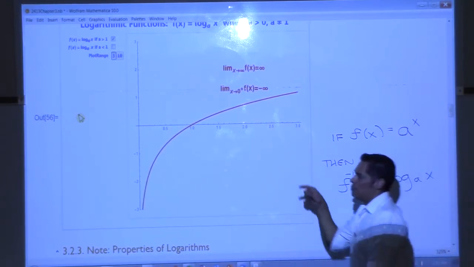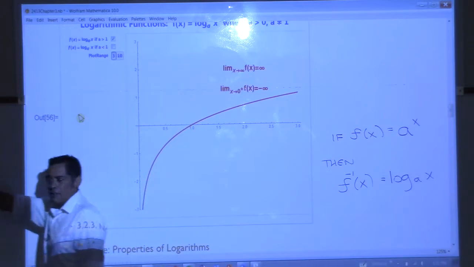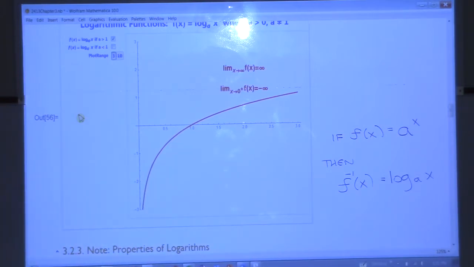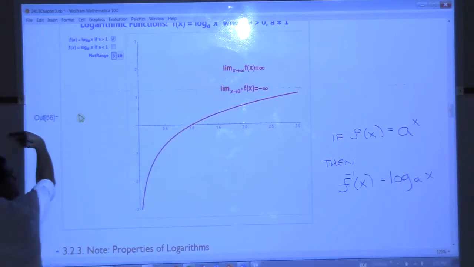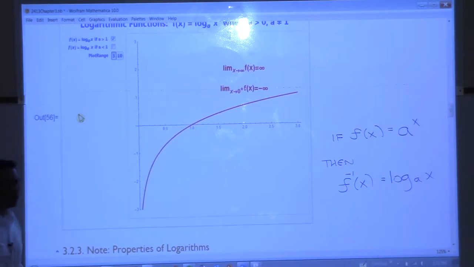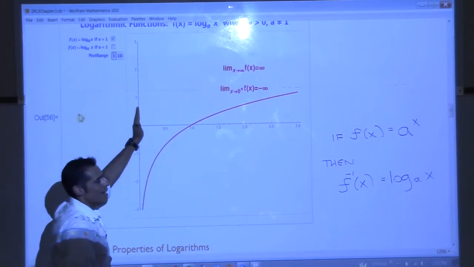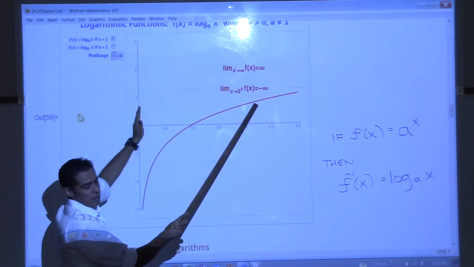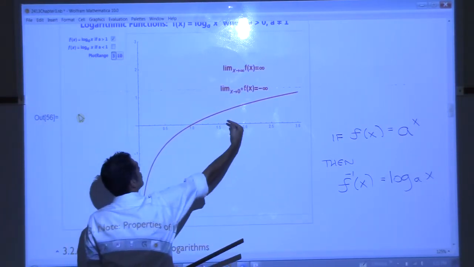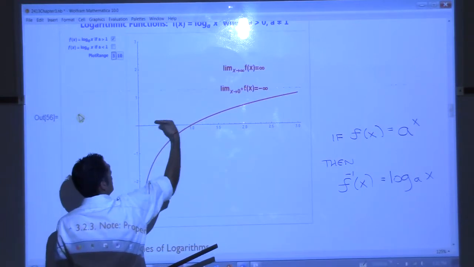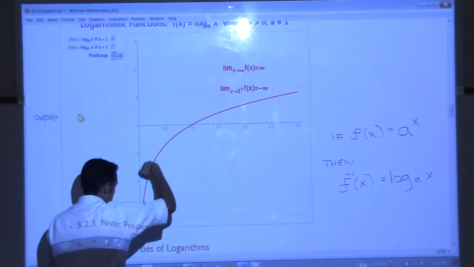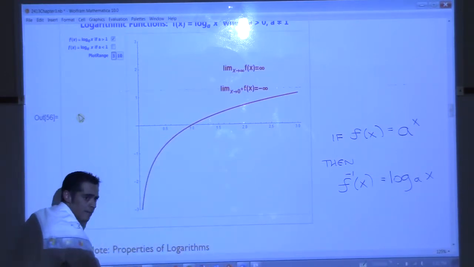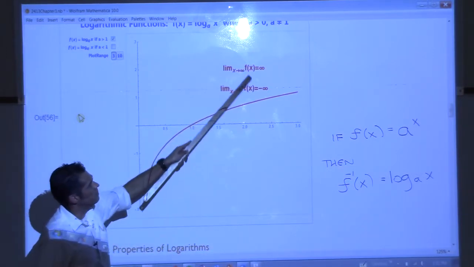Now, can we talk about the limit as x goes to negative infinity for a log function? Can I ask what happens as we go to negative infinity? No, because I can't put negatives into logs. So I can only ask what's happening as we approach 0 from the right. And you can see that as we start to approach 0 from the right side, our function starts to dive down to negative infinity. And so we have that relationship.